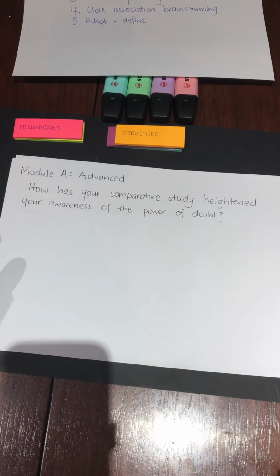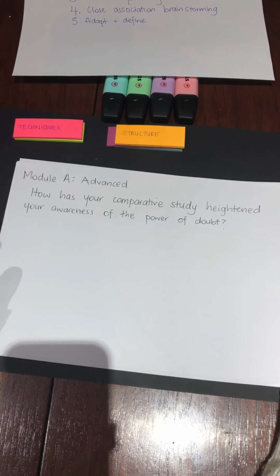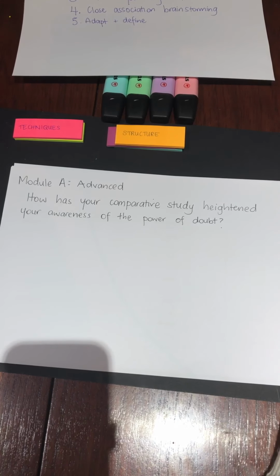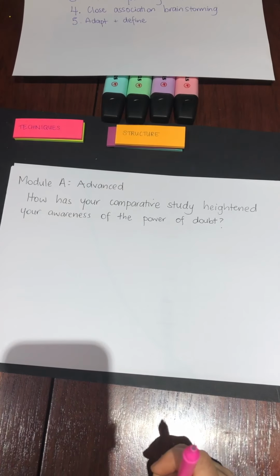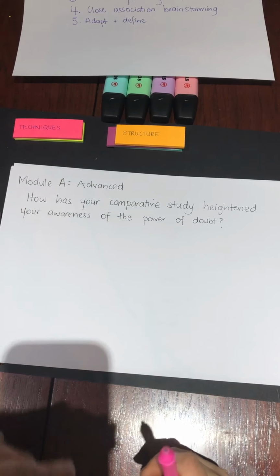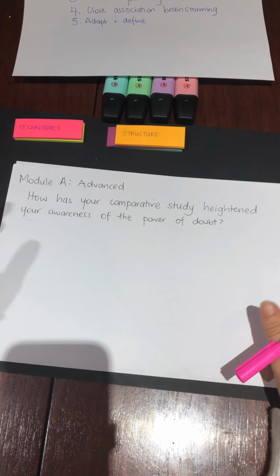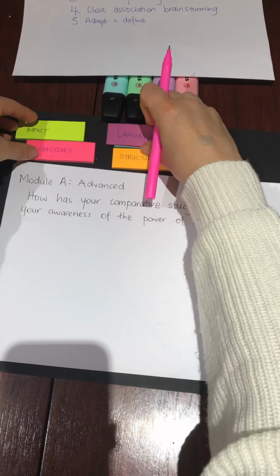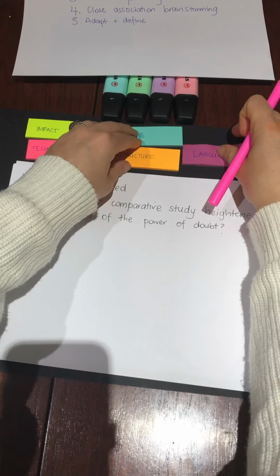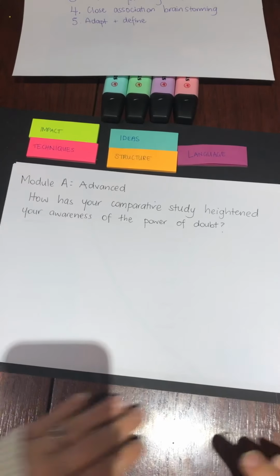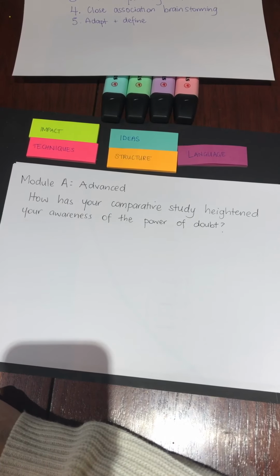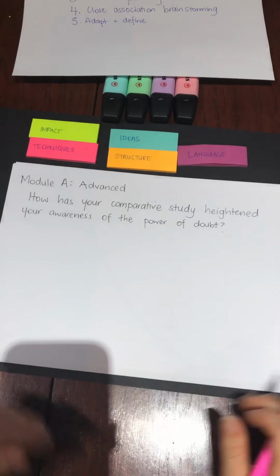Okay, so let's think about our advanced module A, which is a comparative study of text and context, or it's not called that anymore, it's called textual conversation, sorry, but it is essentially a comparison of two texts. So when I think about what they can ask me, my ideas, my structure, my language, my impact, and my techniques, I get to my question and I say, how has your comparative study heightened your awareness of the power of doubt?